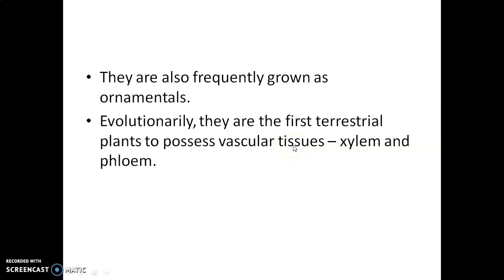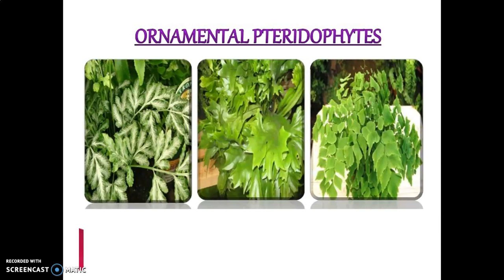What do you mean by vascular tissues? Those tissues that are conductive in function are known as vascular tissue. We know that the complex permanent tissues, xylem and phloem, are vascular tissues. Xylem is used for the conduction of water and minerals, phloem for the conduction of food. Okay, so evolutionarily, they are the first terrestrial plants to possess these vascular tissues.